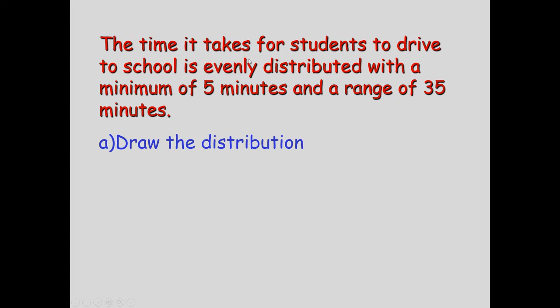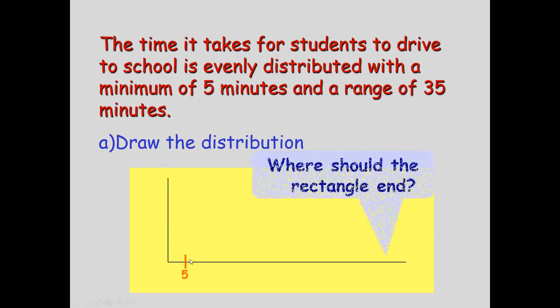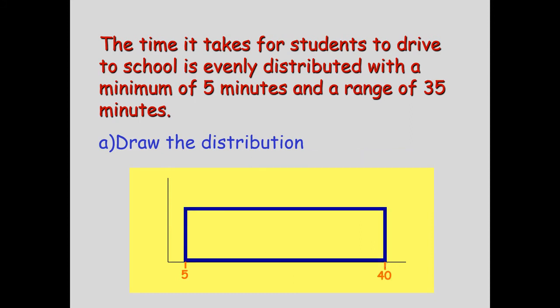The time it takes for the student to drive to school is evenly distributed with a minimum of 5 minutes and a range of 35 minutes. And it says draw the distribution. So we know what the minimum value is this time. And that's probably the trickiest part, is just paying attention to, is it giving me the middle value, the upper bound, the lower bound? What's it giving me? So minimum value is 5 and the range is 35. This time we're going to start off with the minimum and we're going to go 35 to the right because the range is 35. That's how we're ending up with these values.